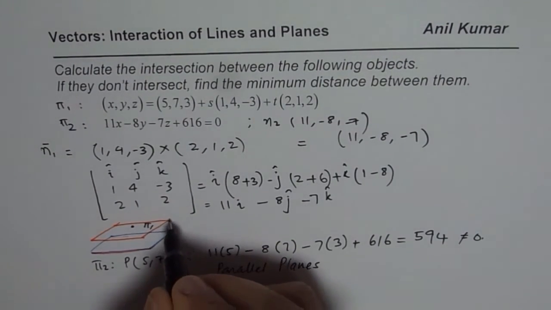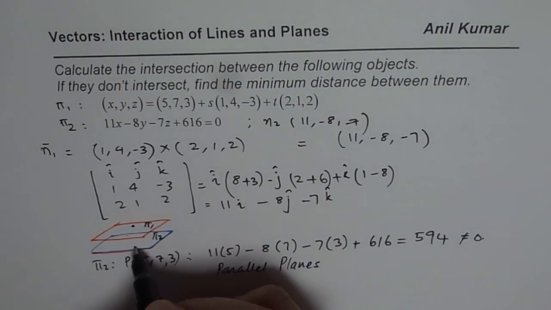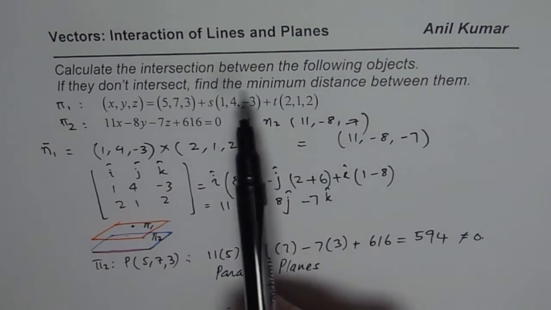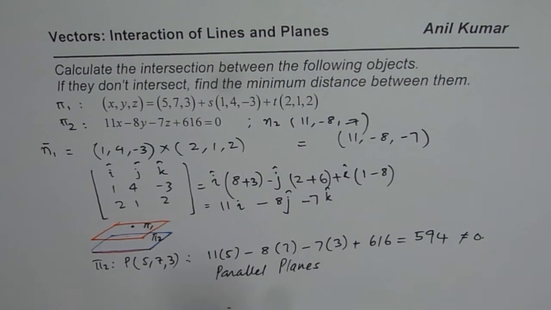So the condition is shown like this. This is pi 2 for us. They're not the same planes, so these are parallel planes. That means we can find the distance between the two planes now. These are not intersecting at all, so we'll now find the minimum distance between these two planes.